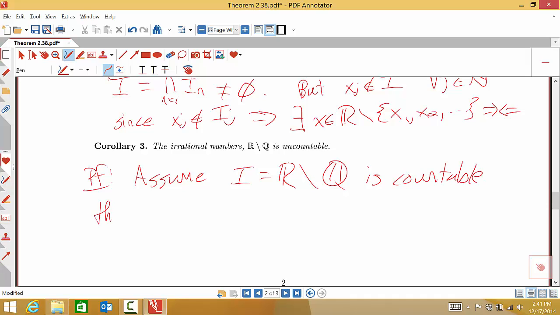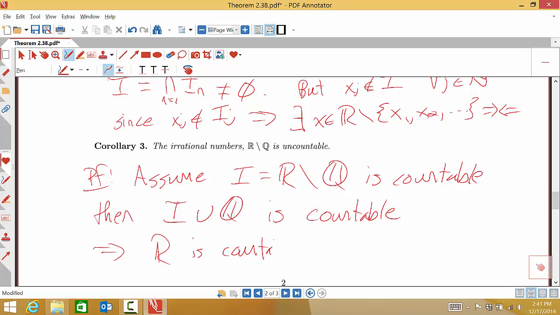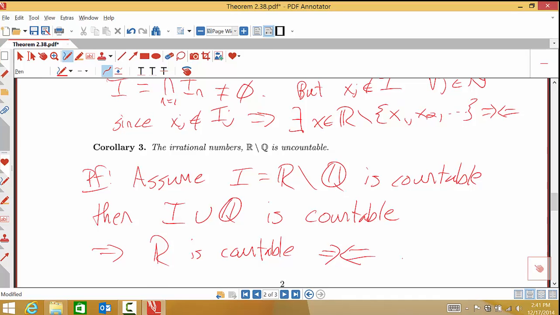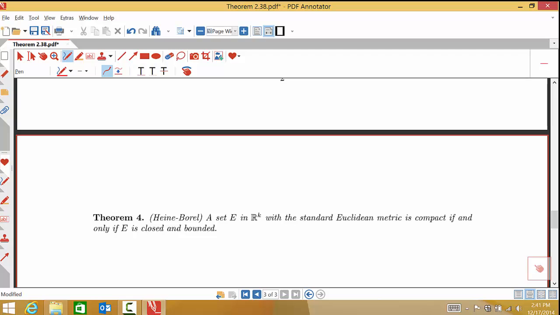Okay, then, by, in fact, Theorem 2.12, what we're going to get is I union Q is the union, a finite, so hence definitely a countable union, of two countable sets, is countable. Well, I is R minus Q, so I union Q is R. So this tells us R is countable, which we just showed is false. This is our contradiction, therefore the irrational numbers are uncountable. And that's what we wanted to show.